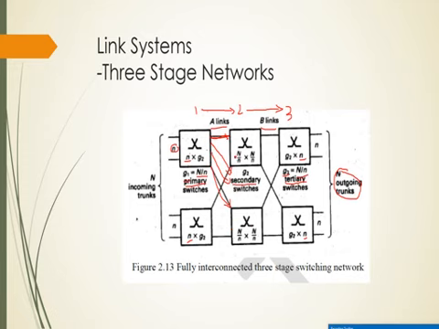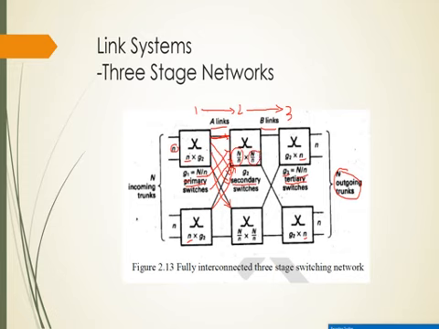Therefore, each secondary switch will have N by n inlets. Why is this so? Apart from this primary switch, the secondary switch will be receiving another inlet from the second primary switch, another inlet from the third primary switch, and so on up to the N by nth primary switch, which also gives an inlet to the secondary switch. So there are N by n inlets.